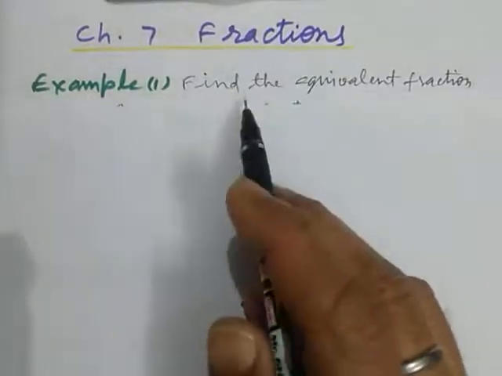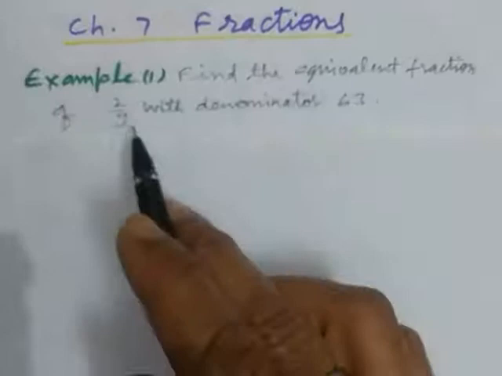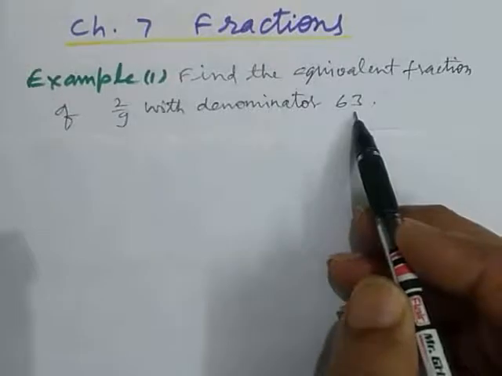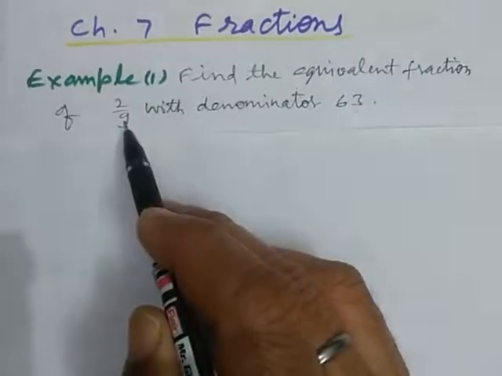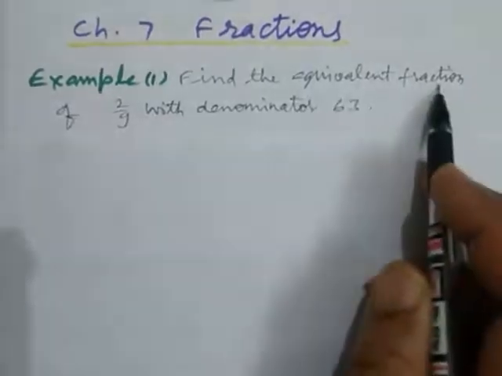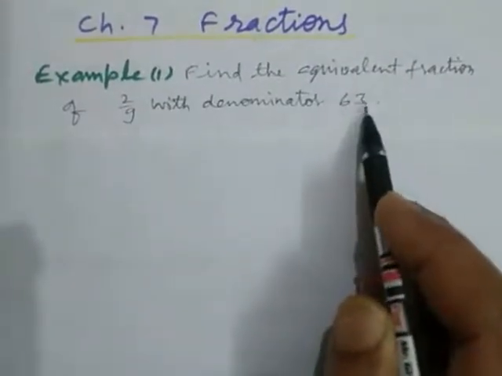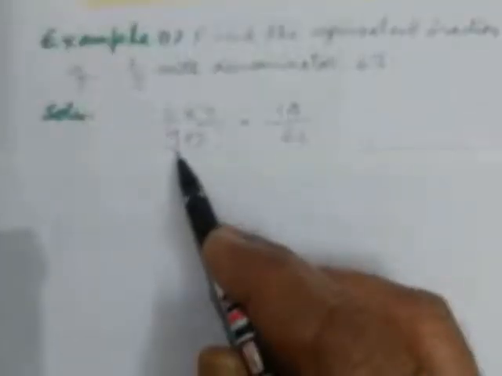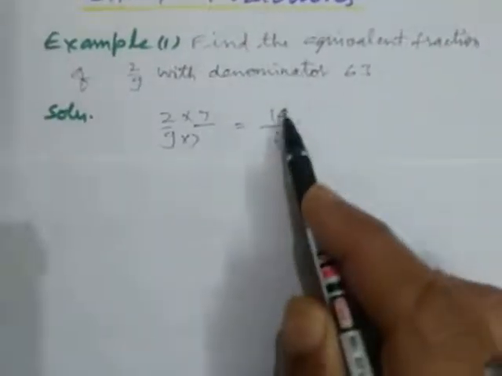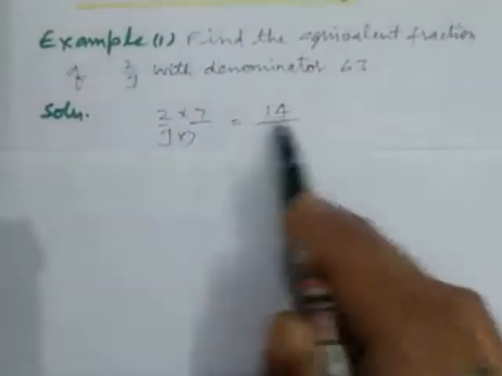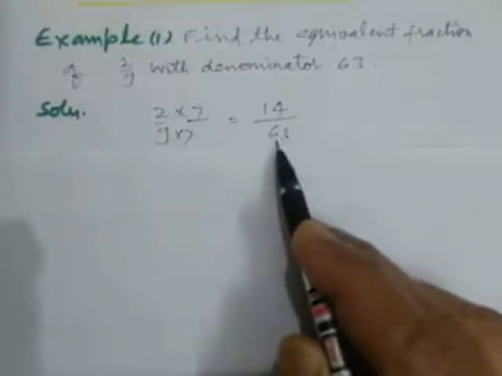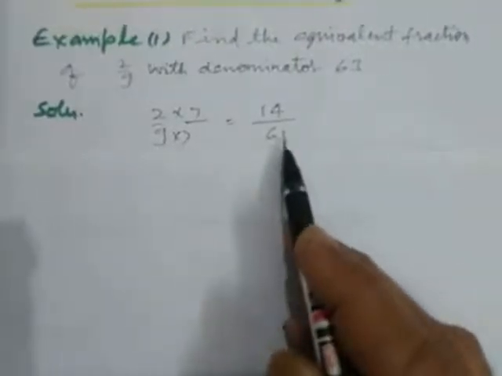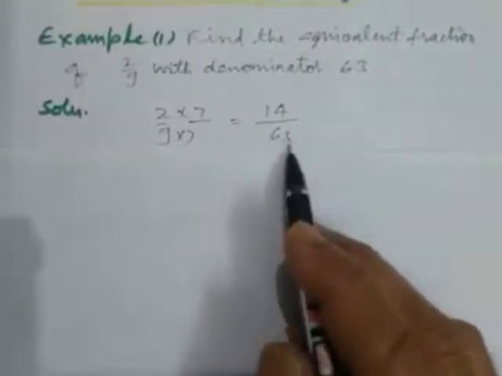Here is the example. Find the equivalent fraction of 2 by 9 with denominator 63. Here the denominator is 9 and we want to get the equivalent fraction which has 63 as denominator. So here we put 2 by 9, and in the starting is a blank space and we put 63 as the denominator. Now we compare 9 and 63. How? First we take the factors of this 63.